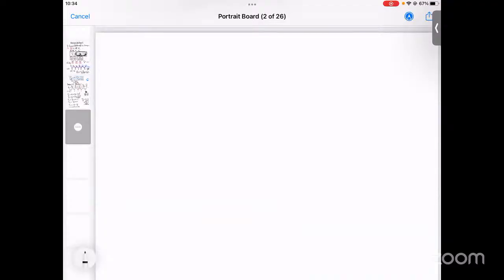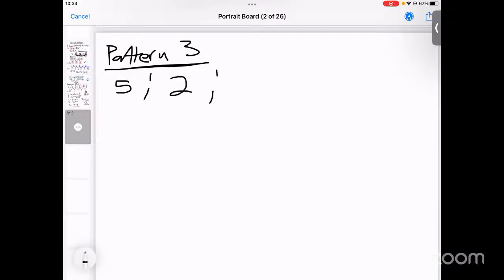Maybe let's look at this one. Let's consider this to be pattern number 3. Pattern number 3, we can talk about you having, let's say, 5, and you have 2, you have negative 1, and for some reason you have negative 4 there, and so forth. Okay, then it's fine. What else can you do here?